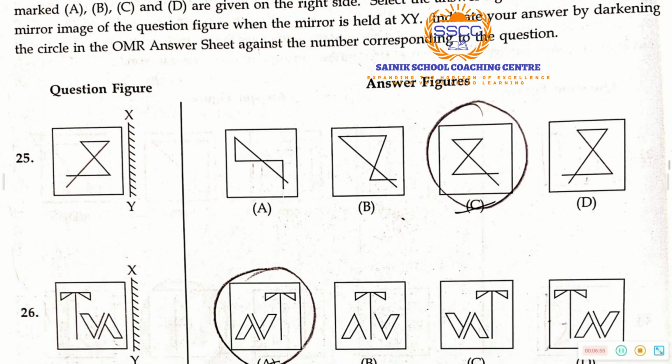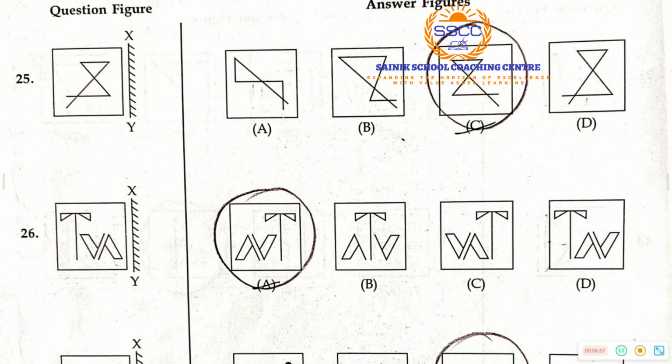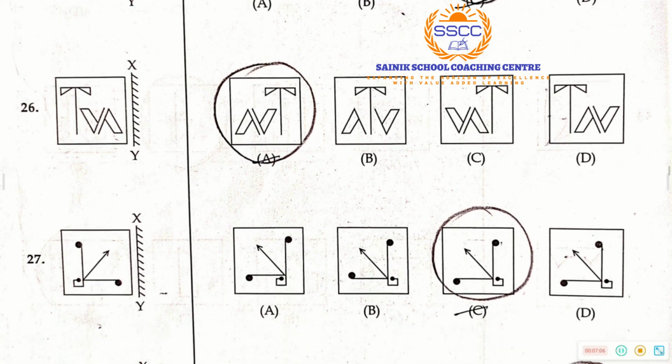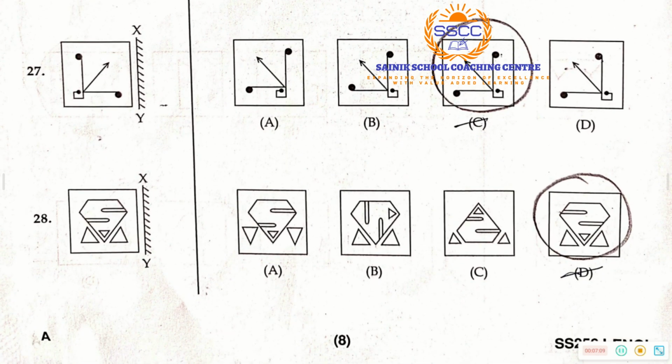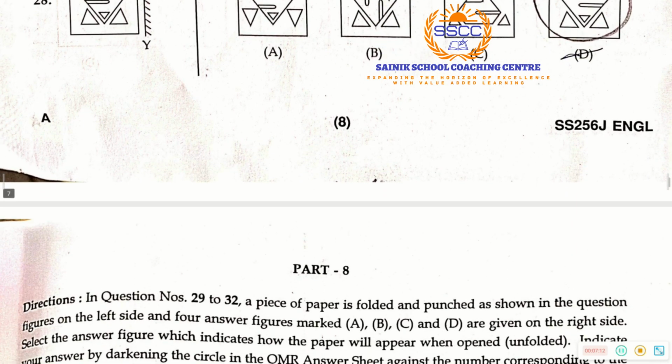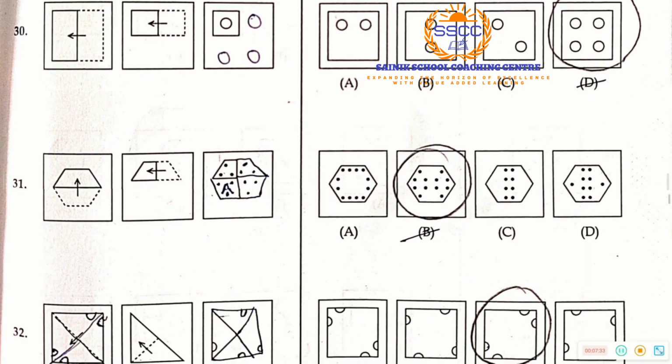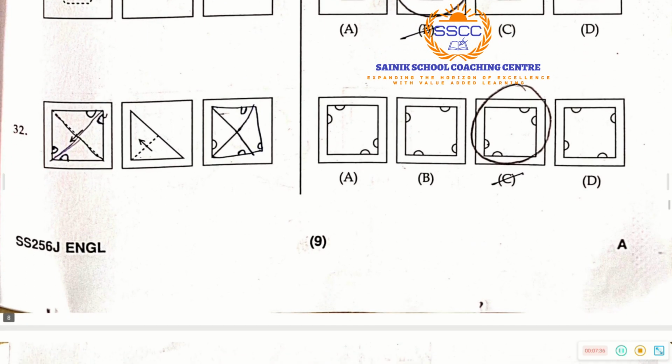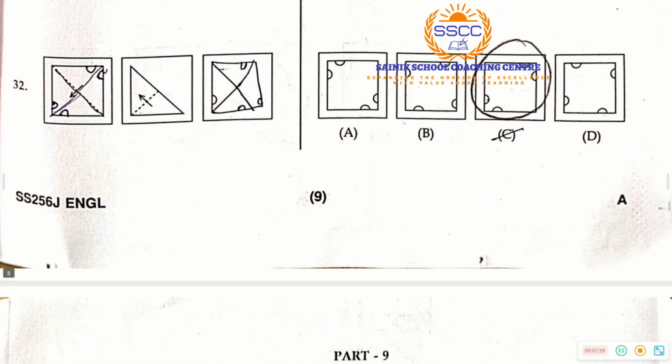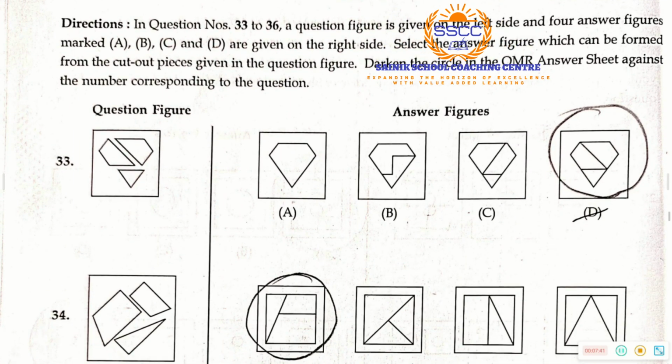Now here comes part 7, in which we need to find the mirror images of the given questions. 25th, it will be option C. 26th, option A. 27th, option C. 28th, option D. And moving on to part 8, select the answer figure which indicates how the paper will appear when unfolded. With this, we have option A for 29th, 30th option B, 31st option B, 32nd option C.